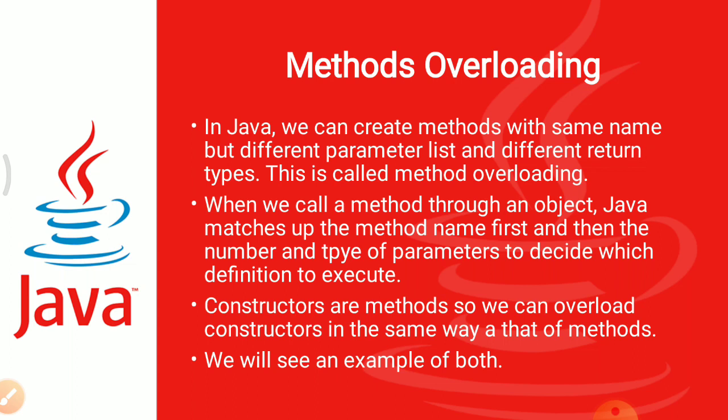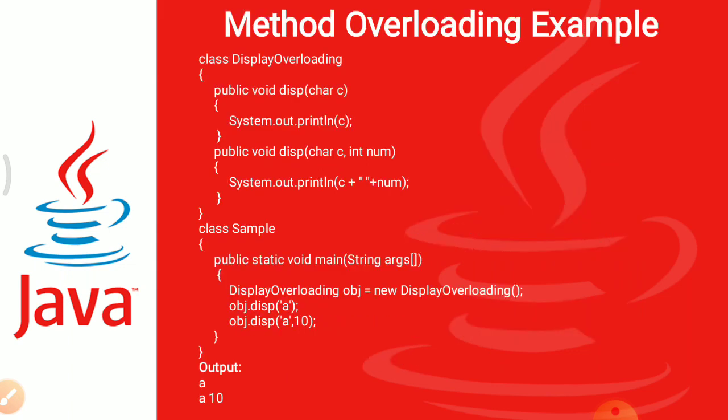What is method overloading? A function having the same name but a different parameter. When the object is created and we call the method with the dot operator, we write the same function name but pass a different parameter. That parameter will go to the method that matches it. So this is method overloading, and there is constructor overloading also. We will see an example of how method overloading takes place.